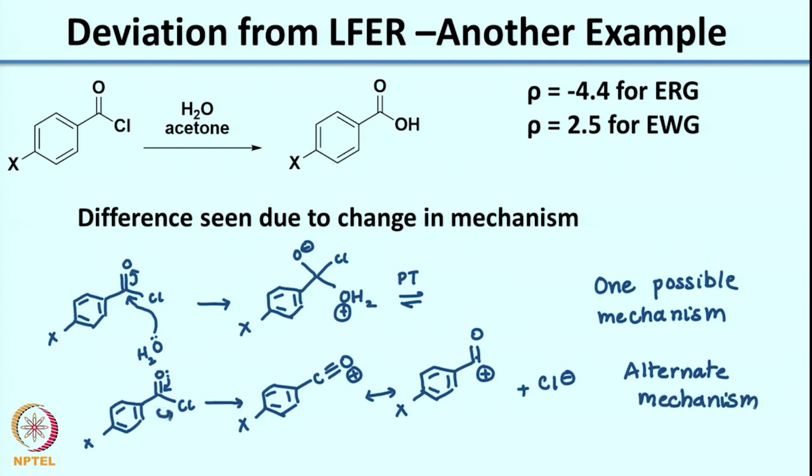So now let us carefully look at each of these mechanisms. If you have X as an electron withdrawing group, what would be possible? If you have X as an electron withdrawing group, the electrophilicity here would increase, and so this would end up being more reactive. So just as we had seen in the earlier case, an electron withdrawing group increases electrophilicity.